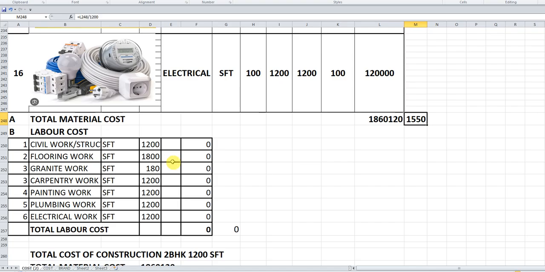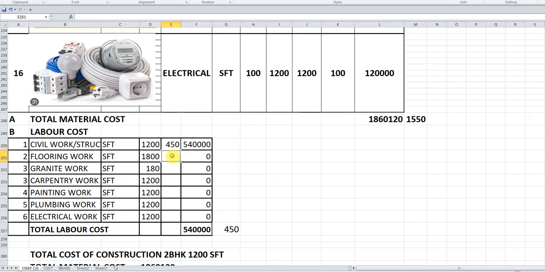Now the labor cost. The labor cost is divided like civil work structure, that is from earthwork excavation to foundation, and the structure, brickwork, plaster, and the slabs. So the structure work I am considering as 450 rupees per square feet. There may be 25 rupees plus or minus here and there.